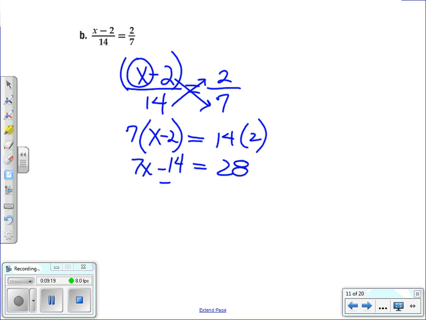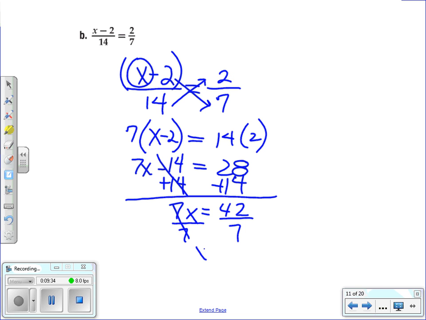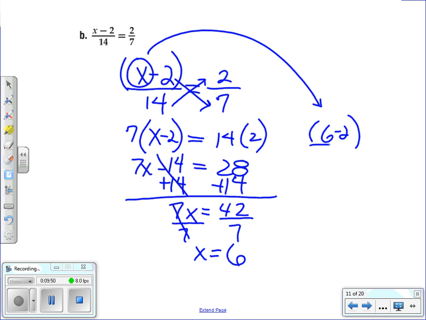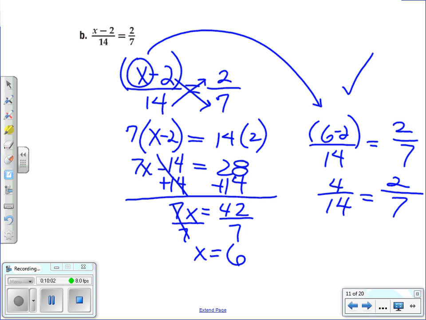All right, then we will solve for x, adding 14 on both sides. And we see that 7x equals 42. Divide by 7, and we find out that x equals 6. And you could check your work. You could set up 6 minus 2, substituting in the 6 for the x, over 14 is equal to 2 over 7. This would be checking our work. Well, 6 minus 2 is 4 over 14. Is that proportional to 2 over 7? Yes.